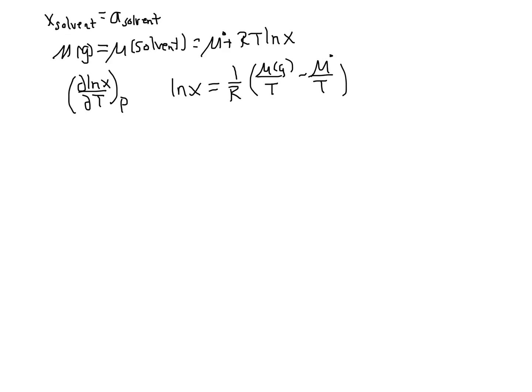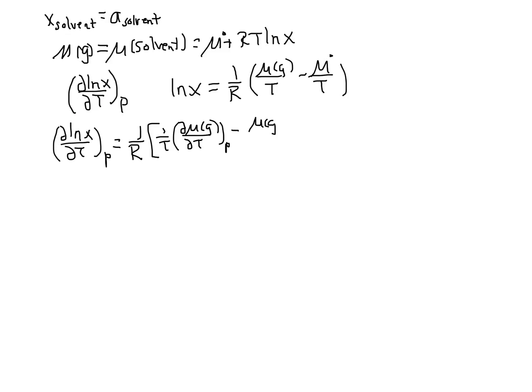Using the product rule to take the derivative with respect to temperature gives me 1 over R times the quantity 1 over T times the derivative of the chemical potential in the gas phase with respect to temperature minus the chemical potential in the gas phase divided by T squared, minus the quantity 1 over T times the derivative of the chemical potential of the pure solvent with respect to temperature minus the chemical potential of the pure solvent divided by T squared.